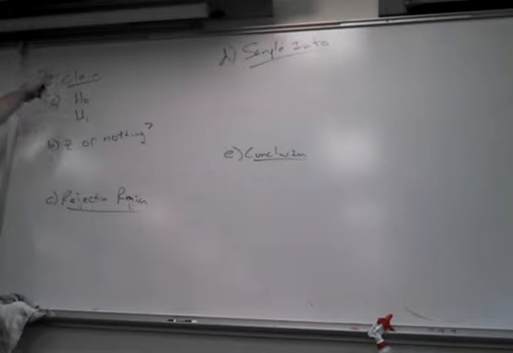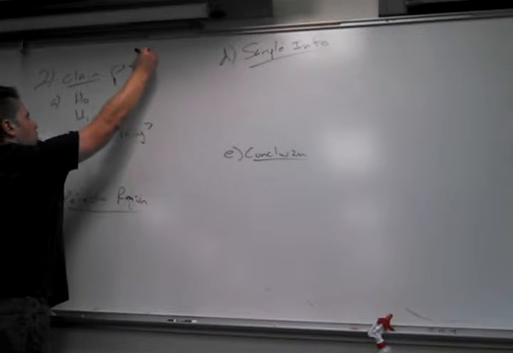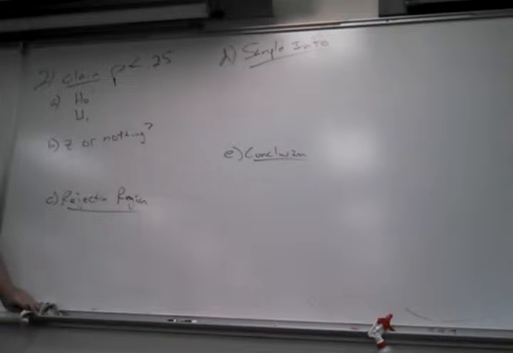What is your claim? Yeah, the claim is P is less than 0.25. So the minute you start doing math you better have numbers. 25% is not a number. 0.25 is the number it represents. Cool. And which one is that going to be?